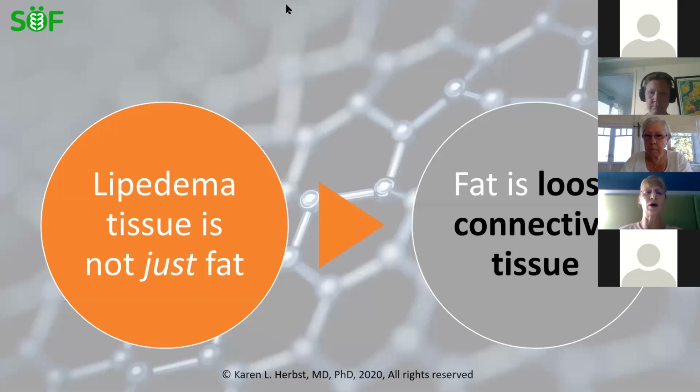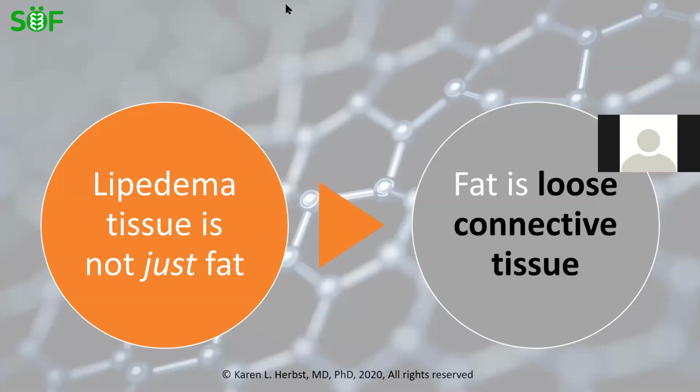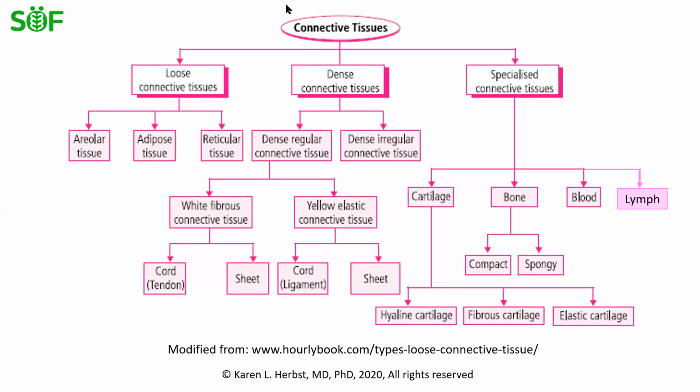So we no longer think of lipödema tissue as just fat. We know now that fat is loose connective tissue. That's what you're going to find. So connective tissues include loose connective tissue, dense connective tissue, and specialized connective tissues. Specialized connective tissues include cartilage, bone, blood, and lymph. Dense tissues, you're going to find these tissues, for example, in tendons or ligaments. Then there's loose connective tissues, and there's different types of those. And the one that we are interested in today is adipose tissue.